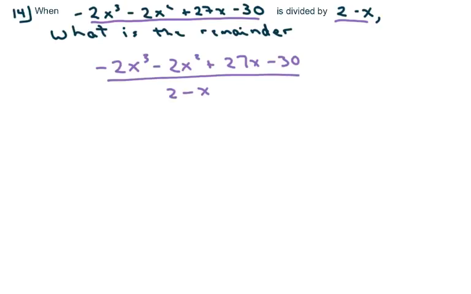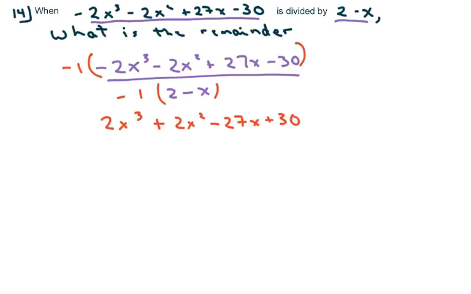Now what we're going to do is factor out a negative, or you could just say multiply each of these by negative 1. It's the same thing. So when you do that, you're going to get 2x cubed plus 2x squared minus 27x plus 30. And this is going to change to negative 2 plus x, which is actually x minus 2. Now it makes it easier to do long division, so let's do that on the next slide.